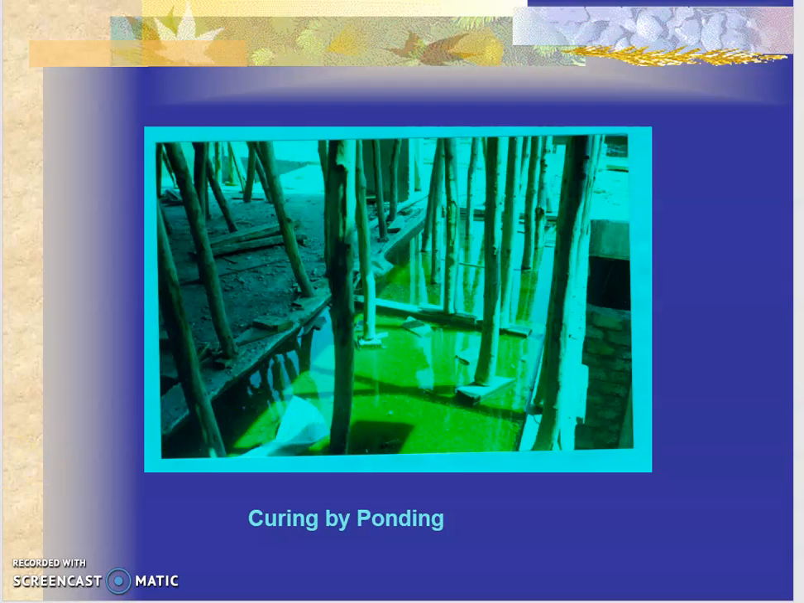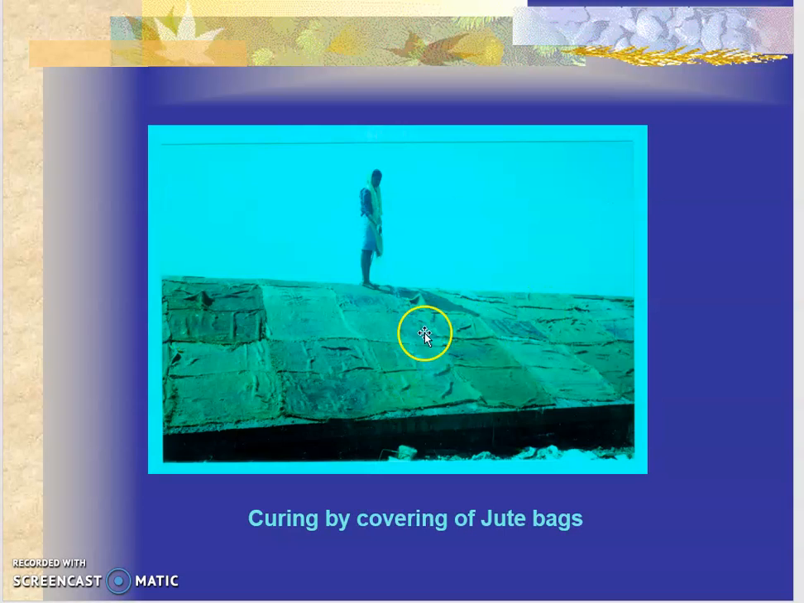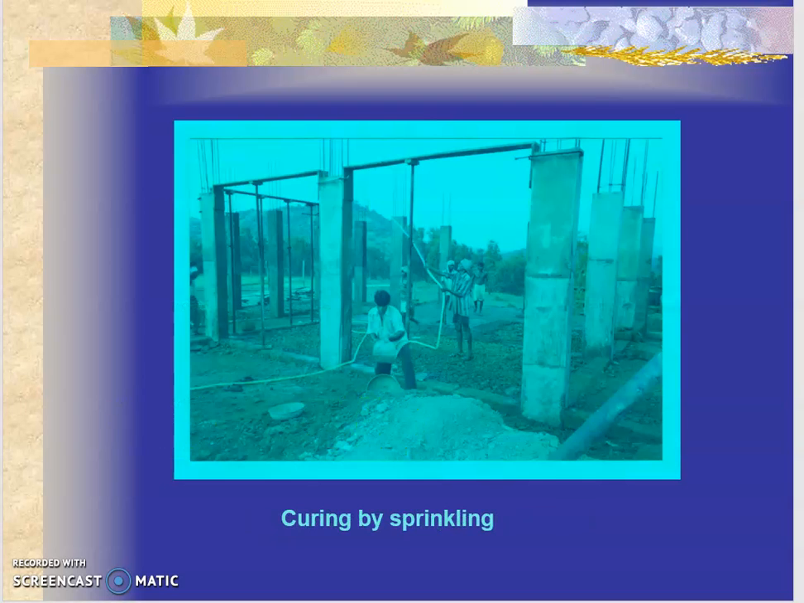Then, if it's an inclined surface, like a sloping roof, on that obviously ponding is not possible. So you could do just covering by jute bags. Okay. Then here, what is happening? This is a column. So what they have done, they have covered the column with a jute bag and then they are spraying it intermittently so that the jute bags remain moist, remain wet.